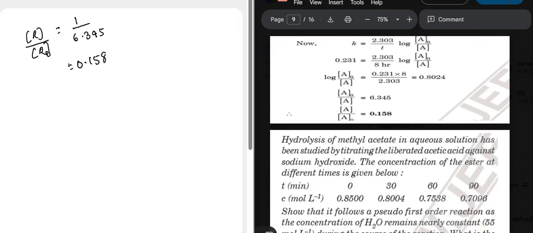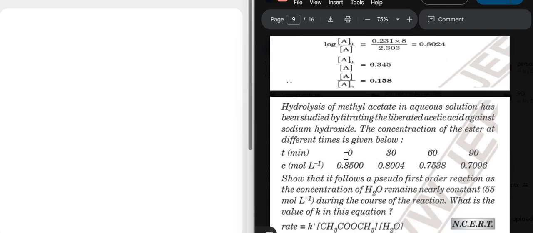Now another type of question is, see, hydrolysis of methyl acetate solution has been studied by titrating. The concentration of the ester at different times is given below. So at 0 time the concentration is 0.8500, that is the initial concentration. After 30 minutes, this is the concentration. So different time intervals, different concentrations are given. Show that it follows pseudo first order reaction. We have to prove that it is a pseudo first order reaction.